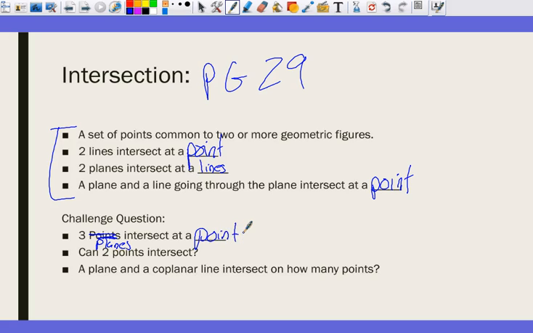Next question. This is more theoretical. Can 2 points intersect? So we have this point here, and we just said we need to make another point touch that point. Wasn't that just the same point? So are those really intersecting? No, it's the same point. Okay? So, no.